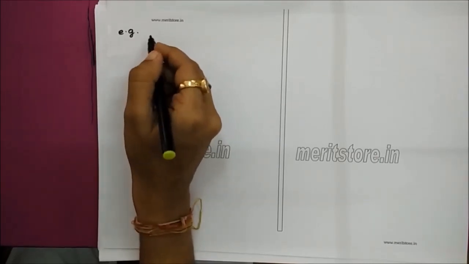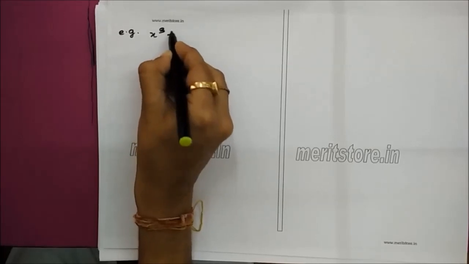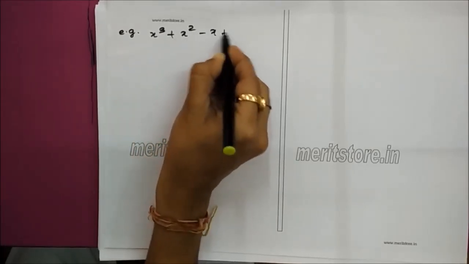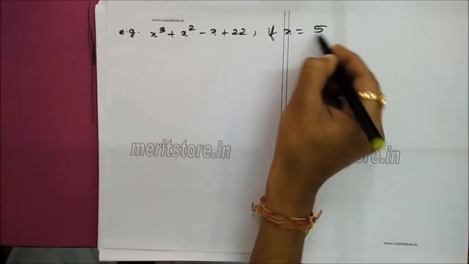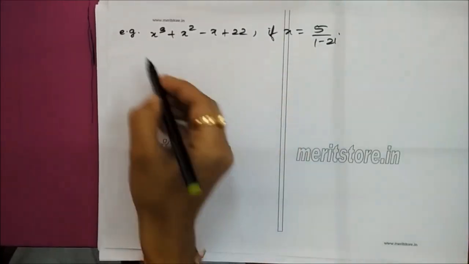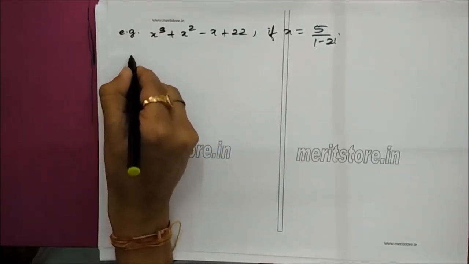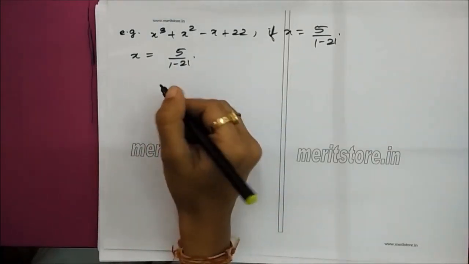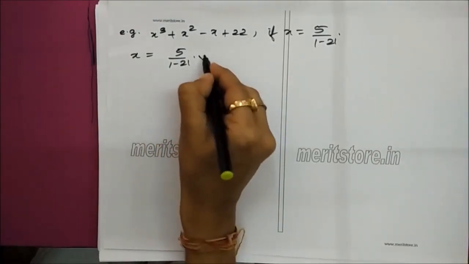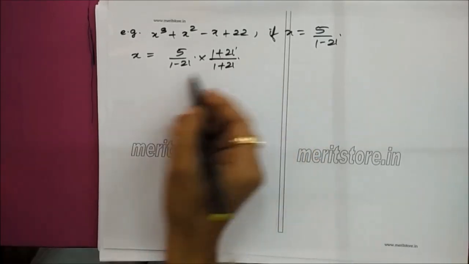Let's say, find x cubed plus x square minus x plus 22 if x is equal to 5 upon 1 minus 2i. How will you proceed? As I said, we will take x first. Here we will take the conjugate of the denominator. You will multiply and divide with it.